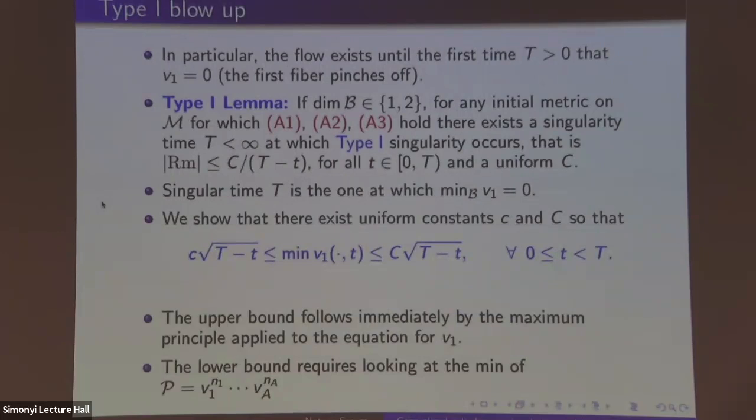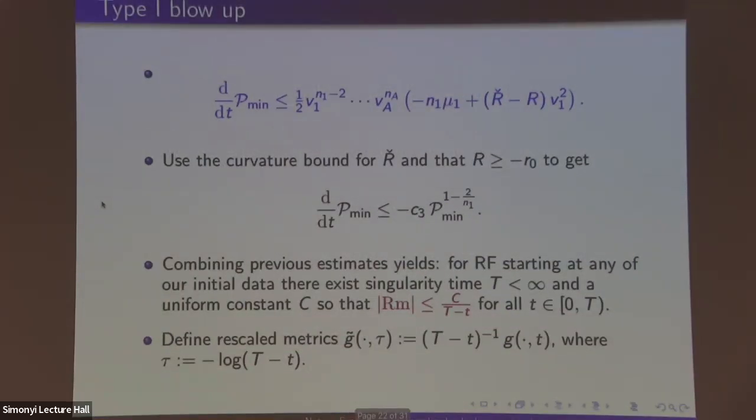The upper bound on the minimum of V1 is quite straightforward and follows immediately from the maximum principle. For the lower bound, you have to do a little bit more. You have to consider this quantity P, and then do some little tricks, which I will now skip due to lack of time. I will just say that in the end you establish the bound that we want, which means it's a type 1 flow. So all the singularities are type 1.